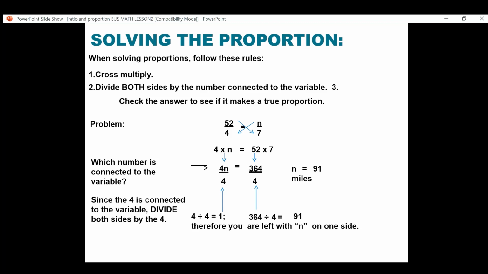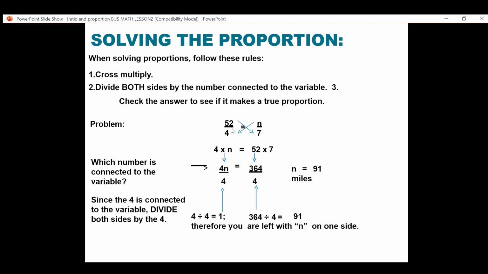So when solving proportions, we have to follow this rule. So first thing is to cross multiply. And then divide both sides by the number connected to the variable. And then check if the answer is correct or if it makes a true proportion.